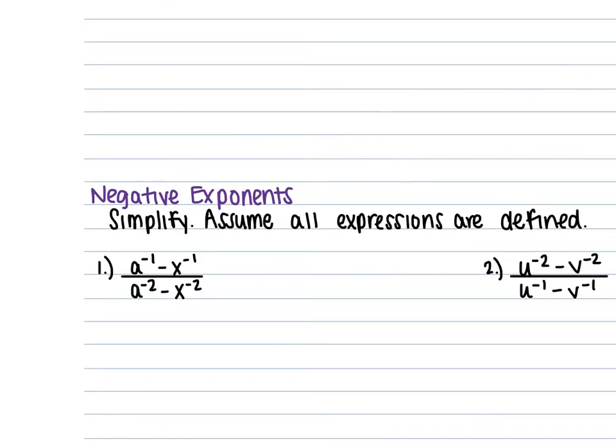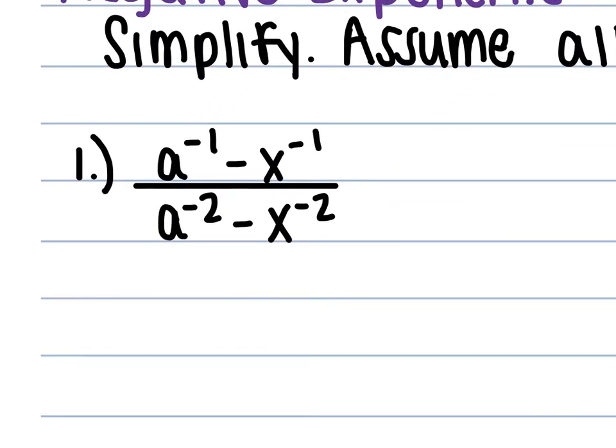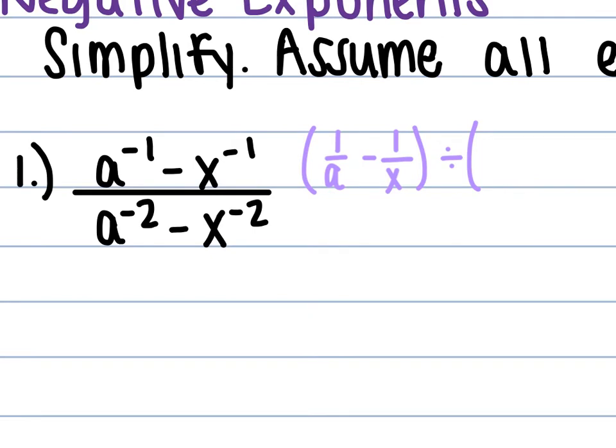If we look at our next set of examples, sometimes we're going to be given negative exponents. When we do this, we have to just take the reciprocal of the term that negative exponent is a part of. So if we look at example 1, we have a to the negative first power. Remember, this is the same thing as 1 over a, minus x to the negative first, so that's 1 over x, divided by a to the negative second, so that's 1 over a squared, minus x to the negative second, so that's 1 over x squared.